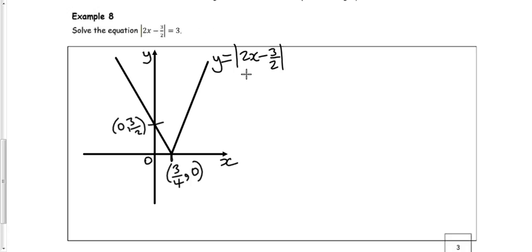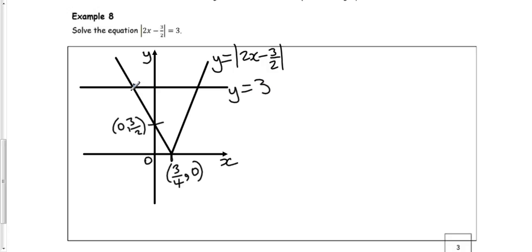I've drawn the graph of y equals the modulus of 2x take 3 over 2. Where would it equal 3? Well, that's where the y values on the graph would be 3. So on this graph, it crosses the y-axis at 3 over 2, which is 1.5. So y will be 3 approximately up here. What I'm doing now is drawing the graph of y equals 3, which is a horizontal line, of course.